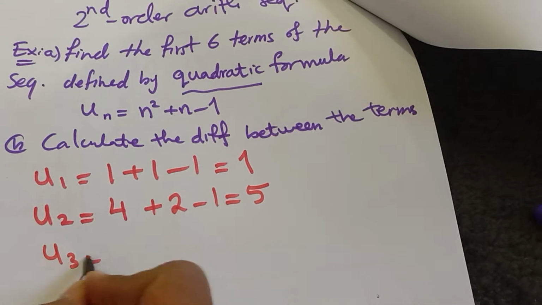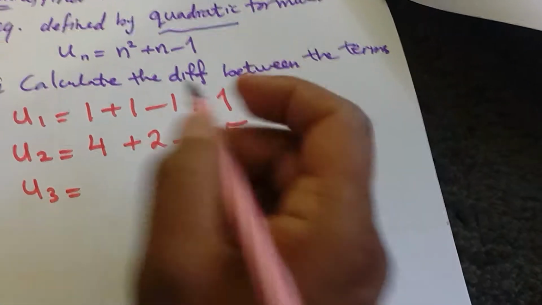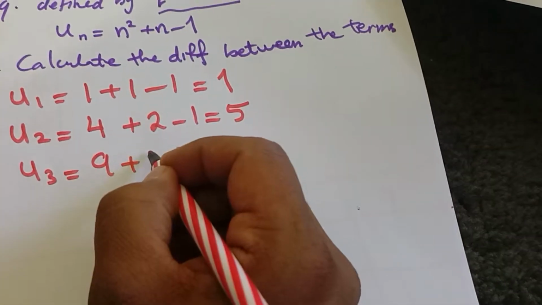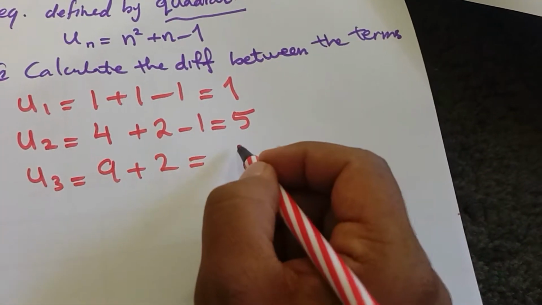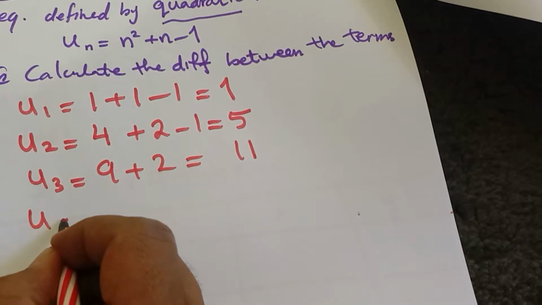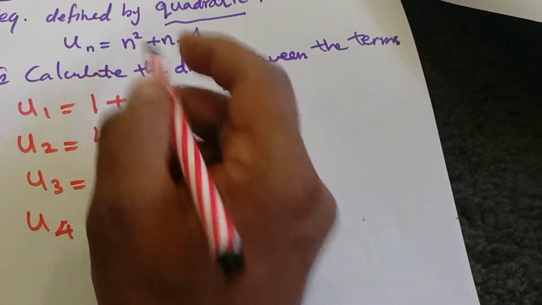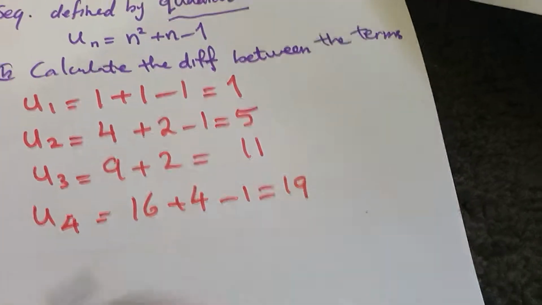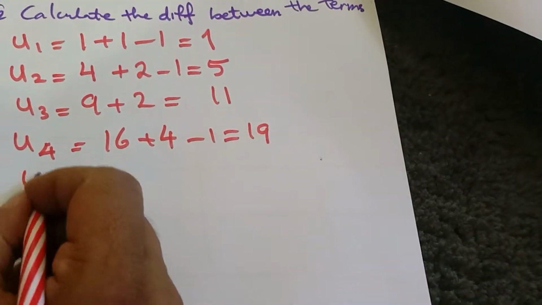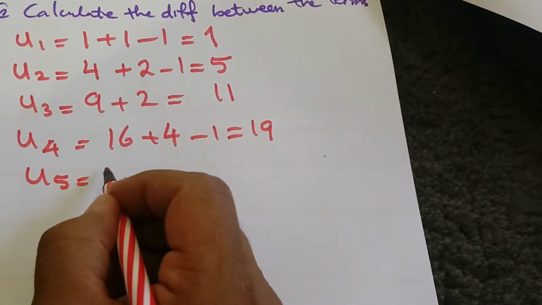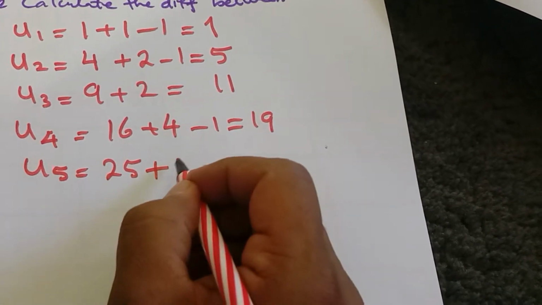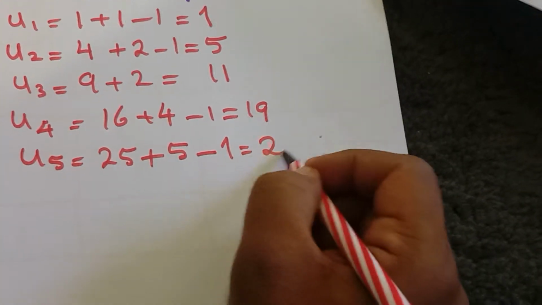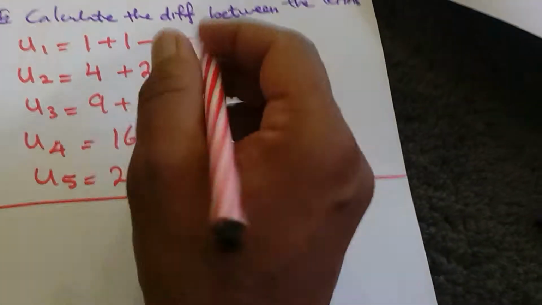Then you are going for U3, for example. This will be 9, and n equals 3, so that's 3 minus 1, which is 2, so that is just 11. Then you are going for U4, for example. This is 16 plus 4, that's 20 minus 1, which is 19. Let me stop at U5 maybe. So that's 25 plus 5, that's 30 minus 1, which is 29. Now let me just write all of them together.